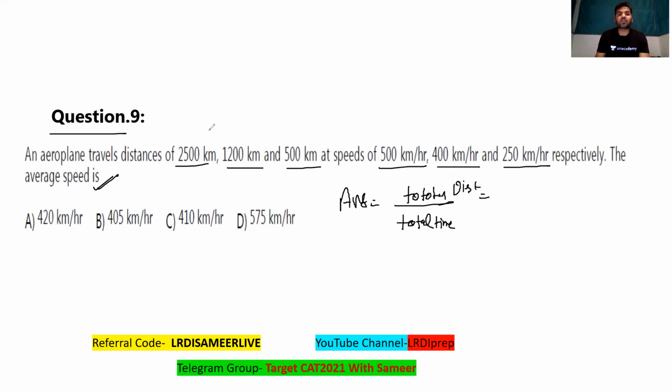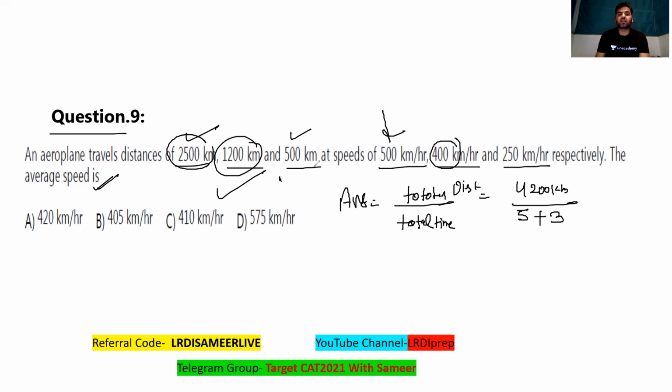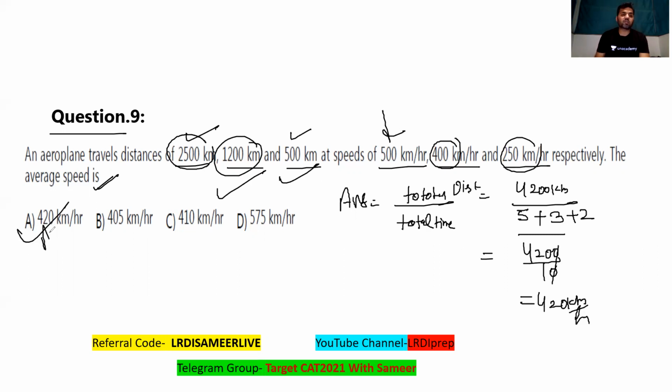See, the total distance travelled is 2500 plus 500 plus 1200, that is 4200 kilometers. And the total time: 2500 at a speed of 500 will take 5 hours, 1200 at a speed of 400 will take 3 hours, 500 at a speed of 250 will take 2 hours. So average speed would be 4200 upon 10. You can straight away answer 420 kilometers per hour, which is option A. So option A is the correct answer of the question.